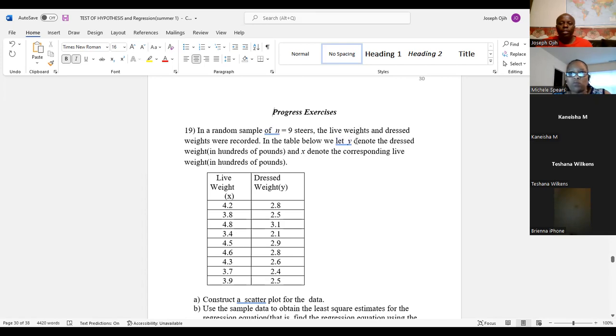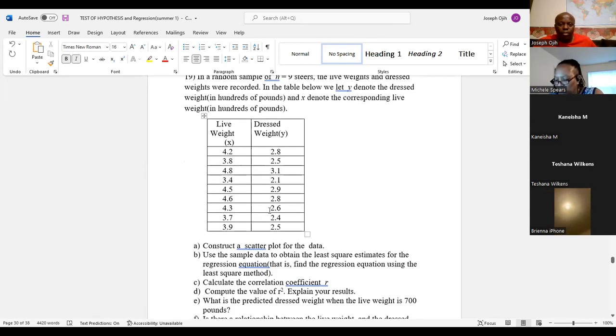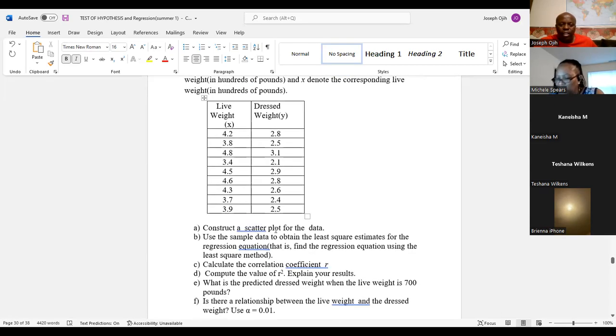In the table below, we let Y represent the dressed weight, and all these are in hundreds of pounds. And X denotes the corresponding live weight. So this 4.2 means 420 pounds. 3.8 means 380 pounds. The same thing here, 2.8 means 280 pounds. Now the question says, construct a scatter plot for this data.